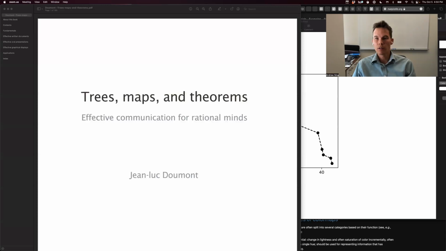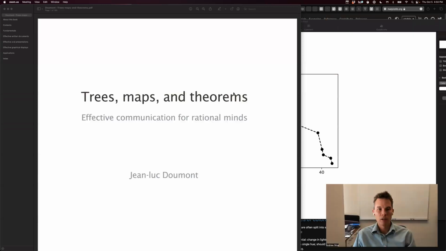Okay, so first thing I want to do is recommend this book that you may not have heard of. It's a title that you probably didn't think to search for when you were looking at figures, but it's called Trees, Maps, and Theorems by Jean-luc Doumont. And this is an excellent book covering different aspects of writing, presentations, and figures for scientific communication.